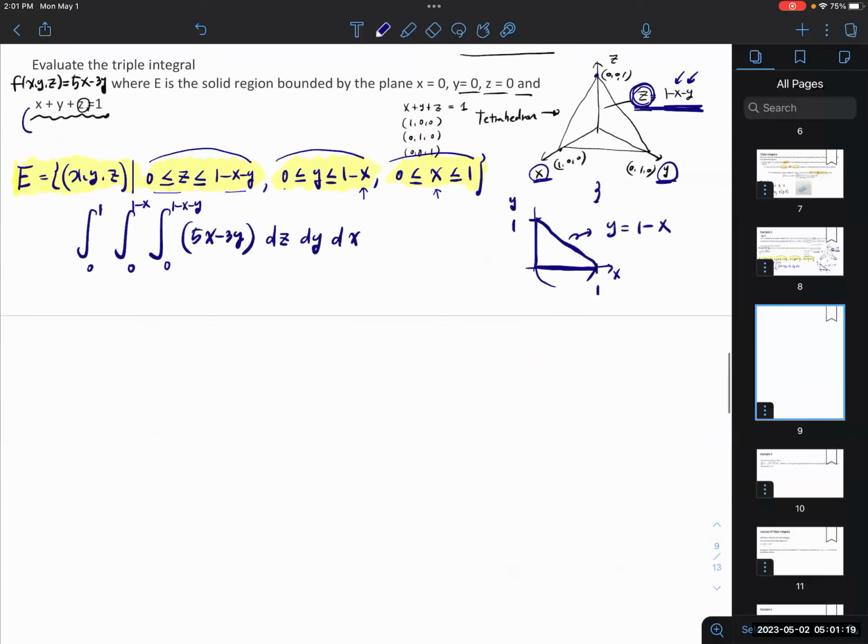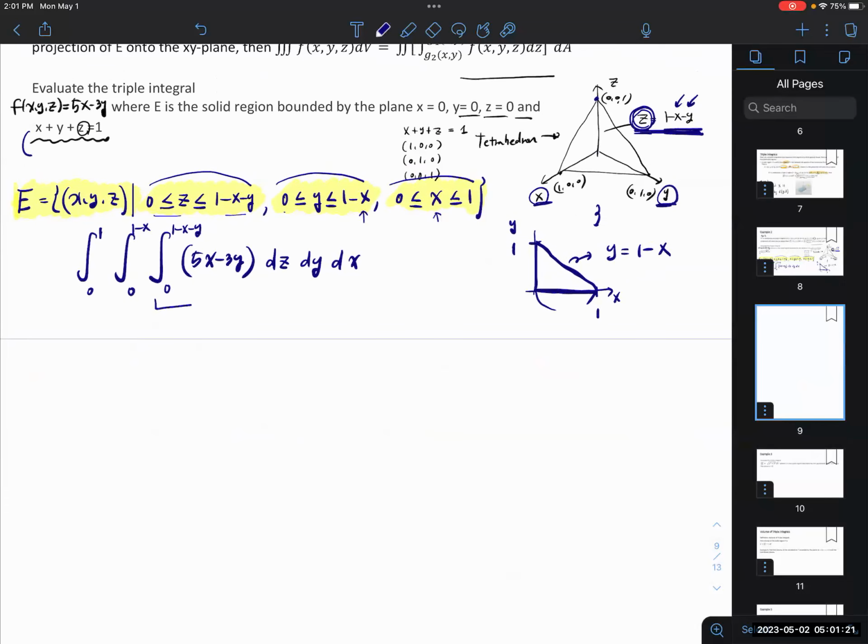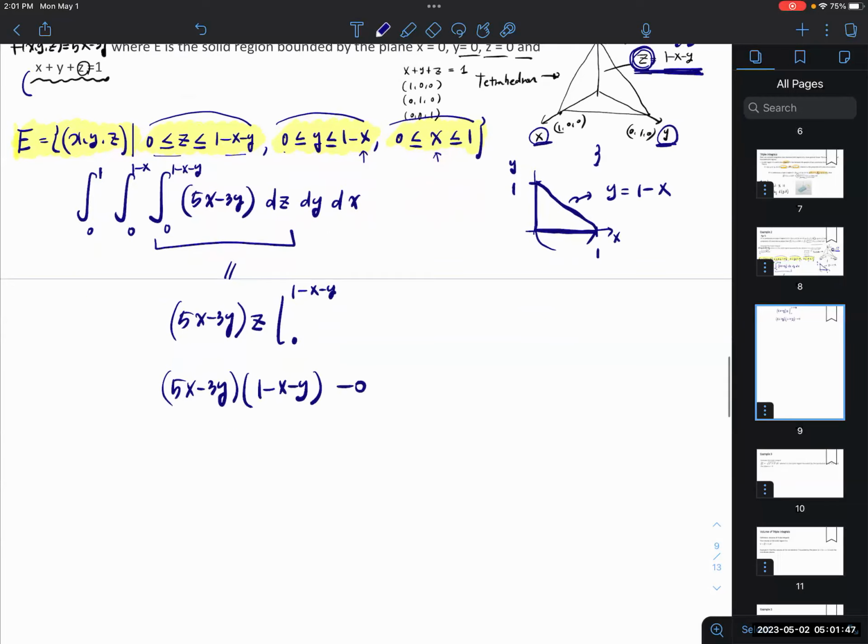That's it. That's all you need to calculate the rest of the work. So the bottom work, 5x minus 3y is a constant because we are taking the integral with respect to z. So that's going to be 5x minus 3y, just increasing z from 0 to 1 minus x minus y. That means you're plugging in 1 minus x minus y and 0. So that's what we got.